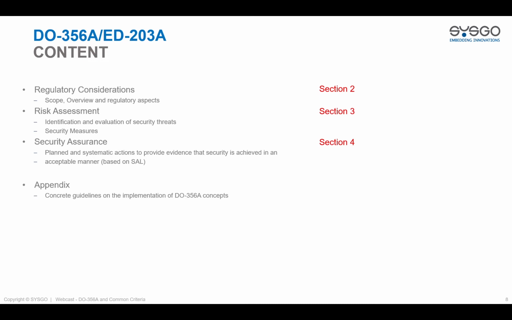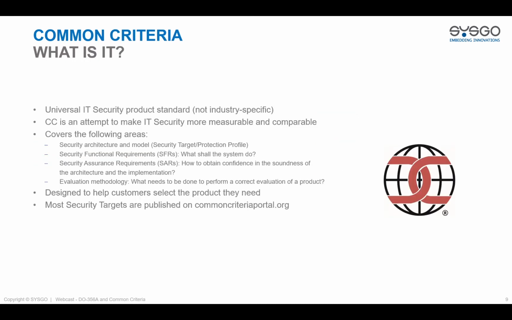Many of the concrete guidelines are not in the main text of the standard, but instead in the appendix. So very often we will take a detour into the appendix. Finally, we will have a look at the security architecture as proposed by the DO-356 standard. So let's start with the security assurance and take a brief detour to the Common Criteria before.